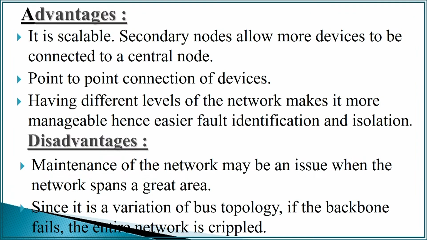Disadvantages: maintenance of the network may be an issue when the network spans a great area. And since it is a variation of bus topology, if the backbone fails, then the entire network is crippled. If a hub fails, then the systems connected to that particular hub fail, and if the bus fails, if the cable fails, then the entire system fails.